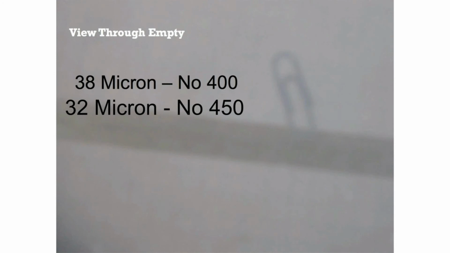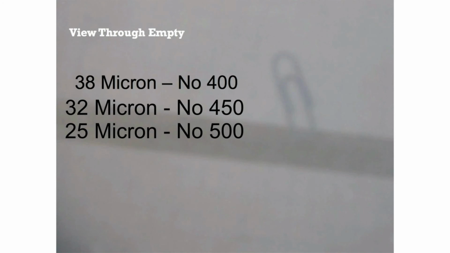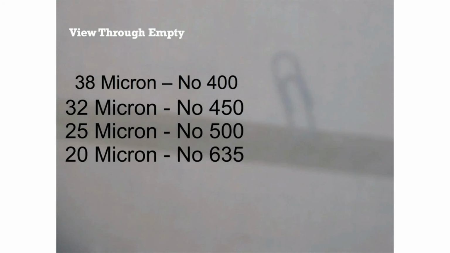Sieves with opening sizes less than 45 microns, namely a number 400, 38 micron, a number 450, 32 micron, a number 500, 25 micron, and a number 635, 20 micron sieve usually require special processes such as vacuum or ultrasonic assists to get effective separation.